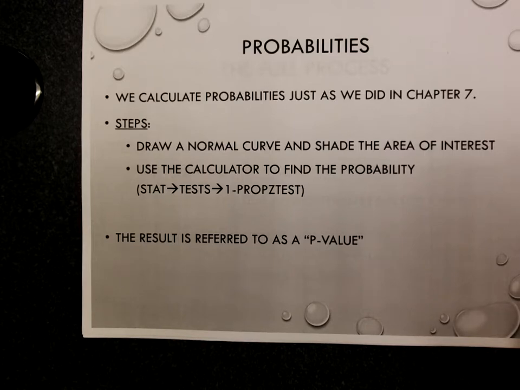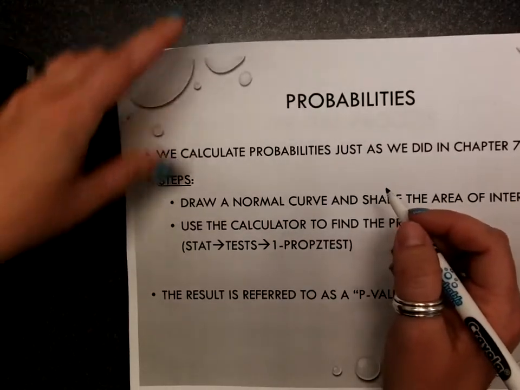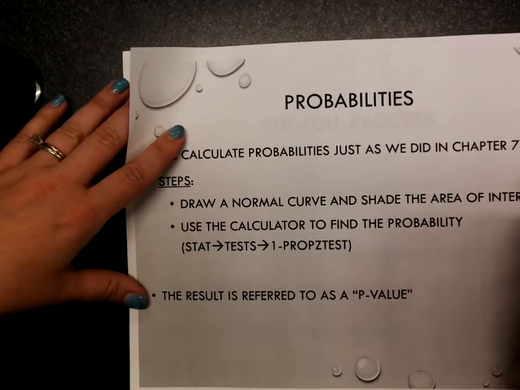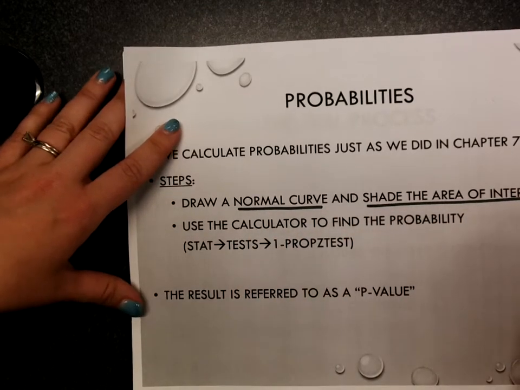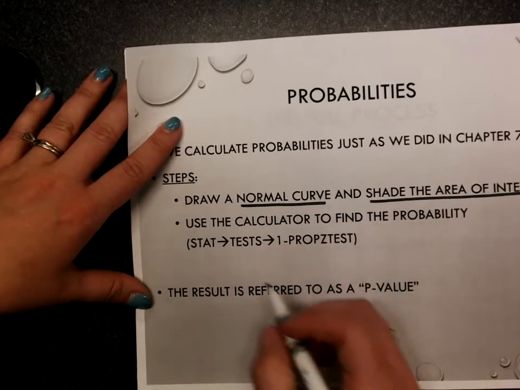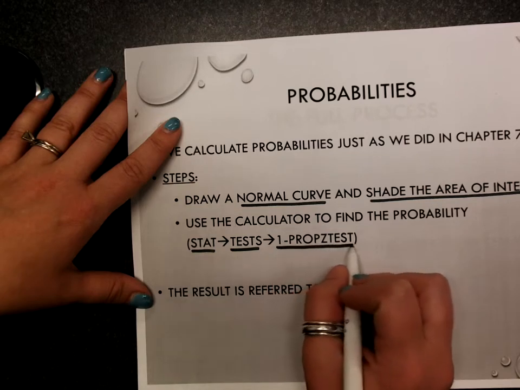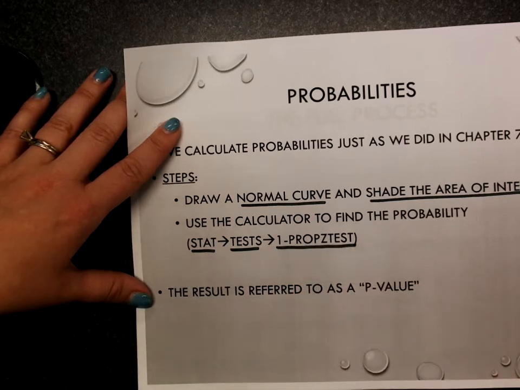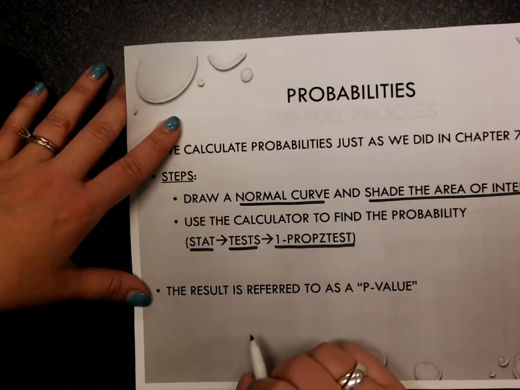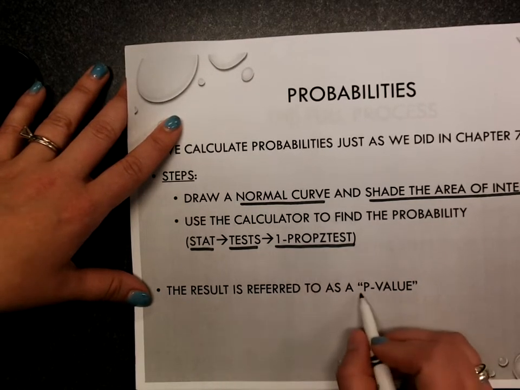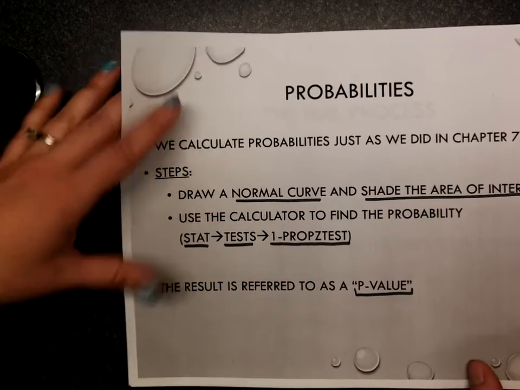Alright, so putting this all together, we're going to calculate those probabilities just like we did in chapter 7. So the normal curve is still true. We can still shade our area of interest. This time we're going to use a different function in the calculator. We're going to go to stat, tests, and use the one proportion z-test. We did the same procedure for confidence intervals, but now we're going to choose a different option, one proportion z-test. And it's going to give us a result that we're going to call a p-value, which we've talked about before as well.